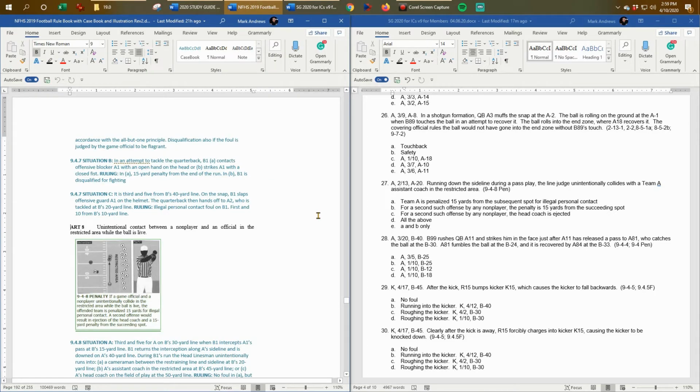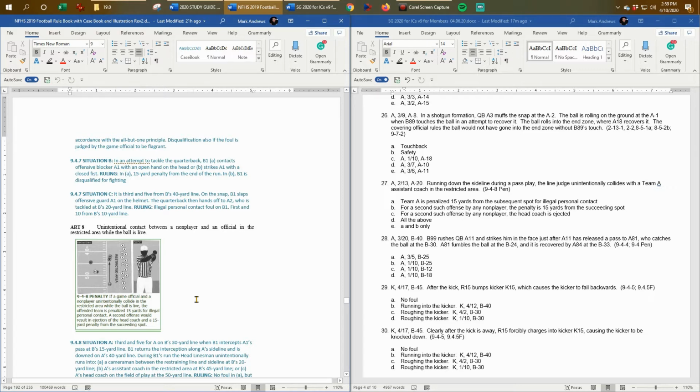Okay, question 27. A, 2nd and 13 from the A20. Running down the sideline during a pass play, the line judge unintentionally collides with a Team A assistant coach in the restricted area. Okay, so we have several different penalties. I'm not going to read them off. You can read them. But if you look at the mechanigram right underneath the rule, it says if a game official and a non-player unintentionally collide in the restricted area while the ball is live, the offended team is penalized 15 yards for illegal personal contact.